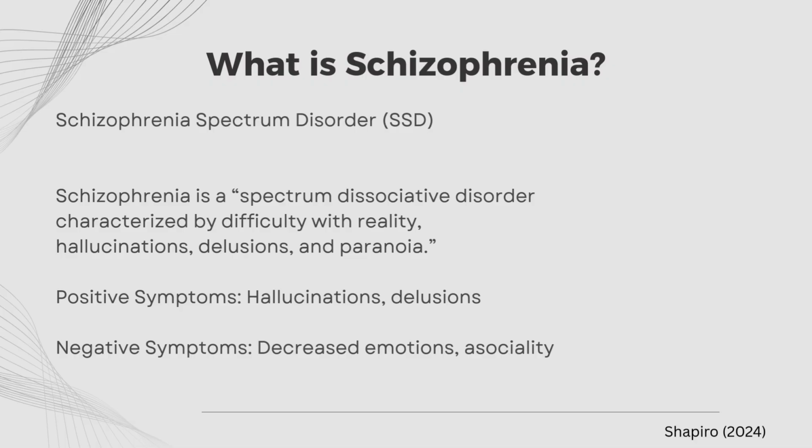Usually for schizophrenia, symptoms are split into two categories: positive symptoms and negative symptoms. Positive symptoms are things that are added on to your usual behavior, such as the hallucinations and delusions that are very characteristic of schizophrenia. And secondly are negative symptoms, things that would be considered normal behavior that are not present in a person with schizophrenia. These would be things like decreased emotions and asociality, so withdrawing from society more than you would be expected to.